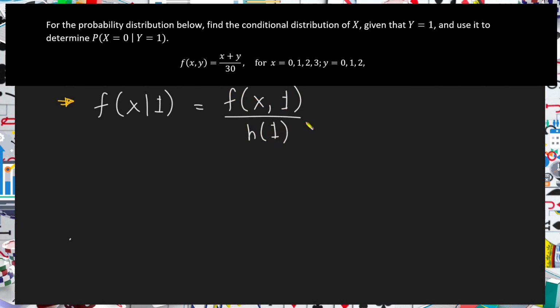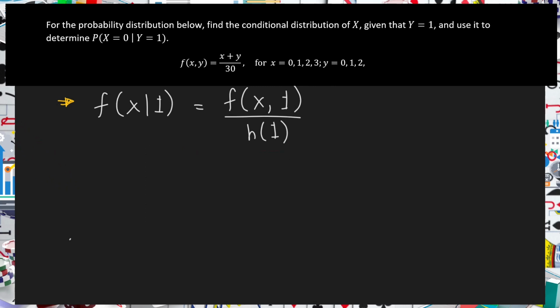First, we need to obtain the conditional distribution f(x|y), where Y is equal to 1. We have here f(x|1), where the value of y is equal to 1. This will simply be equal to f(x, 1) over h(1), the marginal distribution of Y at 1, which is our denominator. So first, we need to obtain the value of h(1).